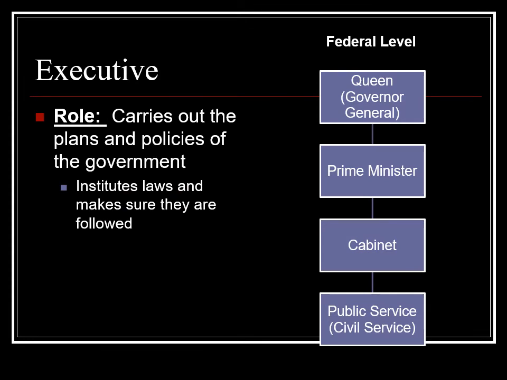The role of the executive branch is to carry out the plans and policies of the government, to institute laws and make sure that they are followed. If we look at the federal level of government, we can see that the executive is made up of the Queen, the Prime Minister, the Cabinet, and the public service. During the COVID crisis, this executive branch had to come up with solutions to protect Canadians.